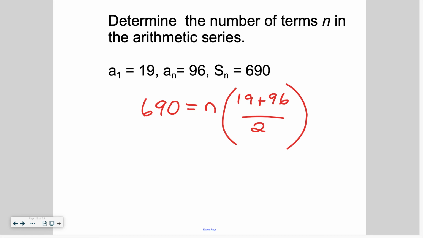Formulas will be given on Friday for your test. You just have to know which one's which. Like it doesn't say this is the arithmetic series sum formula. You need to know which one's which. It's just a list on the top. You have to know which one to use. Okay? All right.